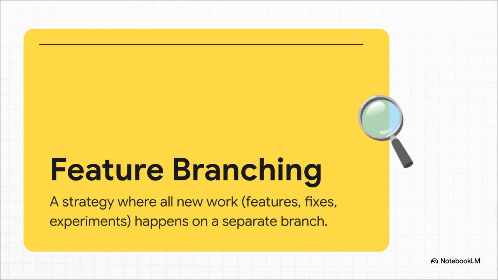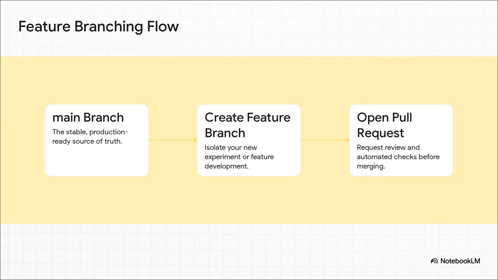Any new work you do, a new feature, a bug fix, or a new model experiment, happens on a completely separate temporary branch. This keeps your experiments isolated and protects your stable code base from breaking. So the flow looks like this. You always start from the stable main branch. Then you create your own new branch and give it a descriptive name, like experiment-with-new-optimizer. You do all your coding and experimentation there.